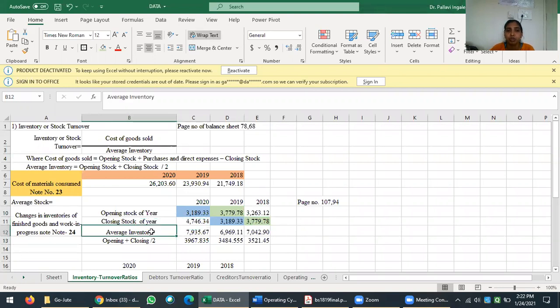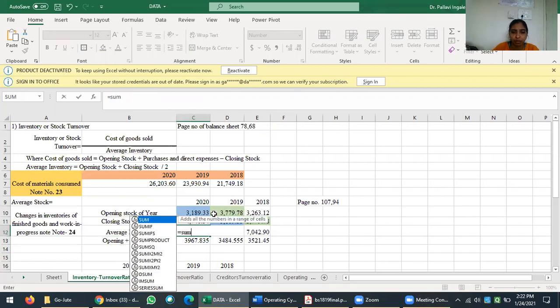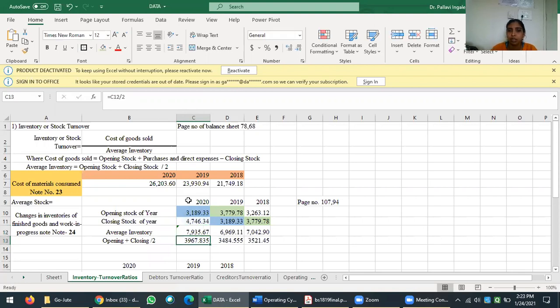Now average inventory. How to calculate the average inventory? Simple formula. What you have to do? You have to add these two. Here you can see the total. Here you will see the total of both, 7,935.67. The same I have mentioned here. So the average inventory: first you have to make a total of it. So here I have done the same. I will do it in front of you also, using a function for opening and closing.